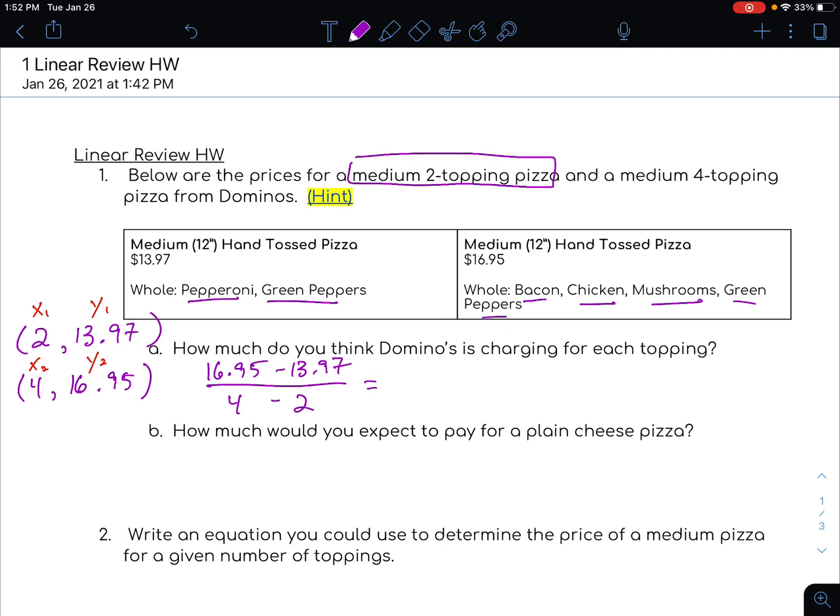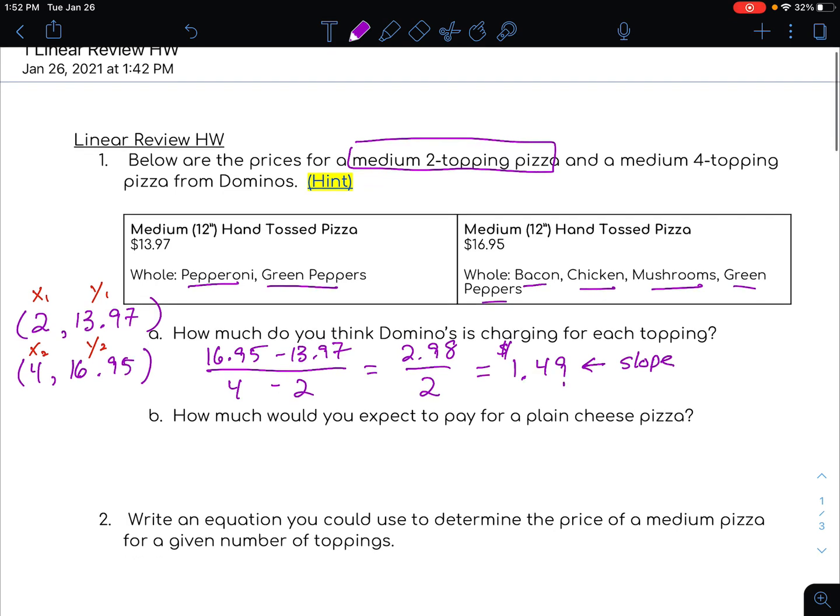So if we subtract those 2 y values, we get $2.98. And if we subtract the 2 x values, the toppings, we get 4 minus 2 is 2. And then dividing those, we get $1.49. That is the slope. That's our rate of change. And that's going to be the amount per topping. So $1.49 per topping.